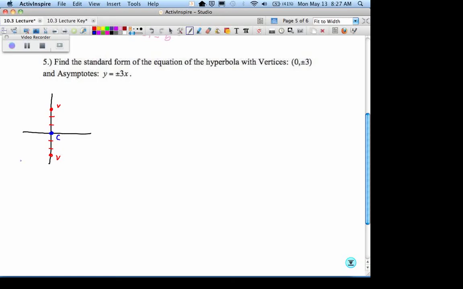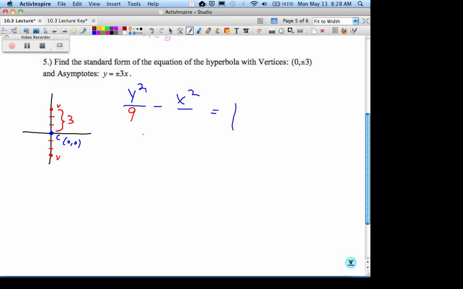Where's the center? But because my vertices are running up and down, which is going first in the equation? The y's go first. So this time maybe we'll just write y squared minus x squared instead of doing the minus 0 thing like we did on the last problem. So how far is it from center to vertex? When I square that, where is it going? Under the y. So it's y squared over 9.